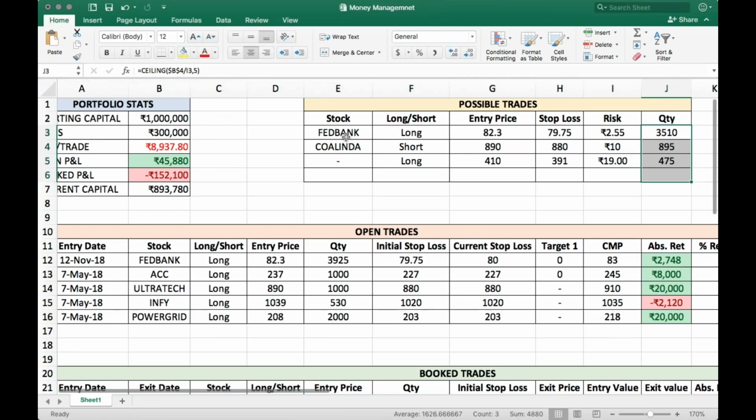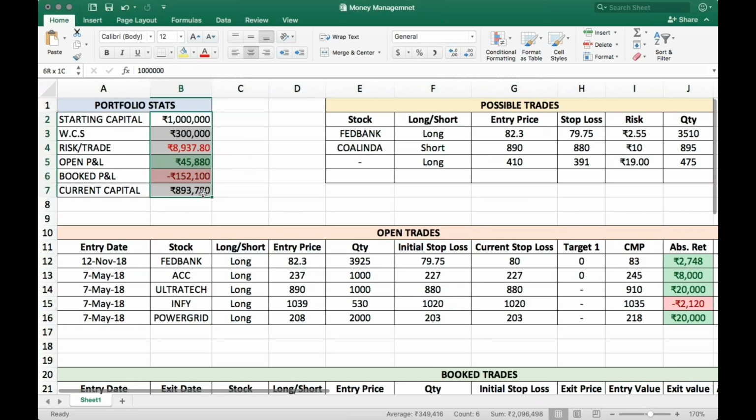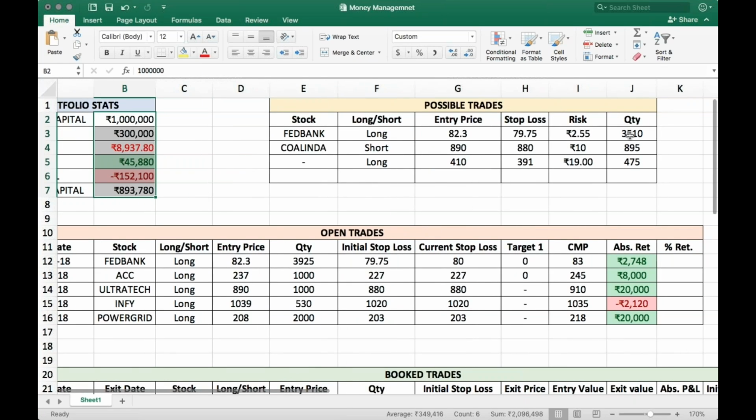Why Fed Bank? Based on aim and shoot, long. What is the basis of the trade? We know. What is the basis you have taken 3,500? So if you place this order at 3,510 to buy Fed Bank, I might ask you on what basis you decided upon 3,500. So you can give a proper explanation why it is this.